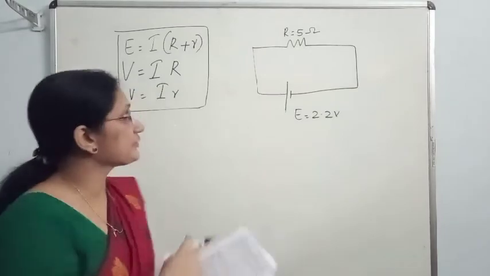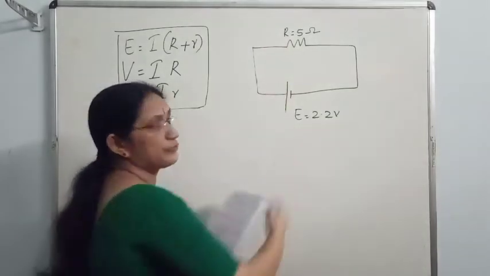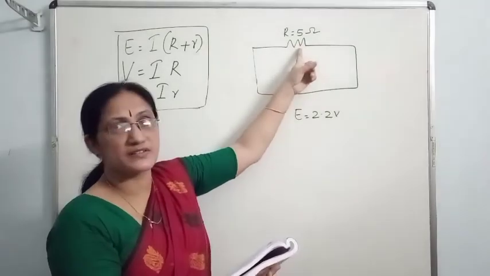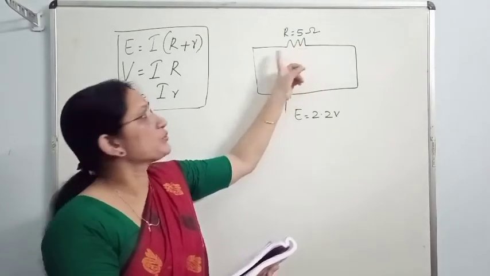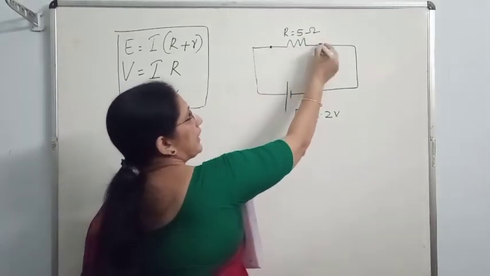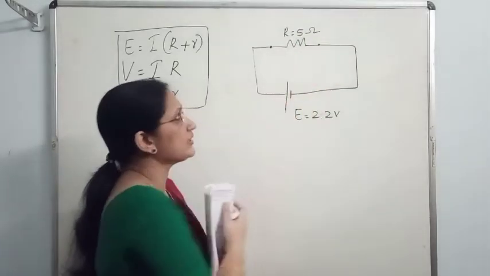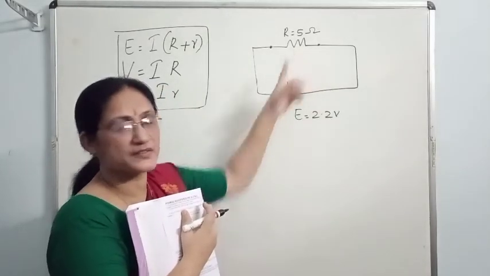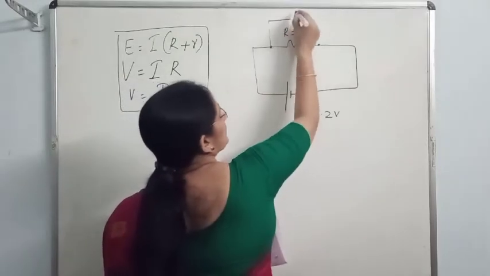And the voltmeter, which is connected across the resistance: if you want to measure how much terminal voltage this resistance gets, you have to connect one voltmeter. Always connect the voltmeter parallelly across the resistor. If you want to know how much is the potential difference across this 5 ohm resistor, you have to connect one voltmeter here.